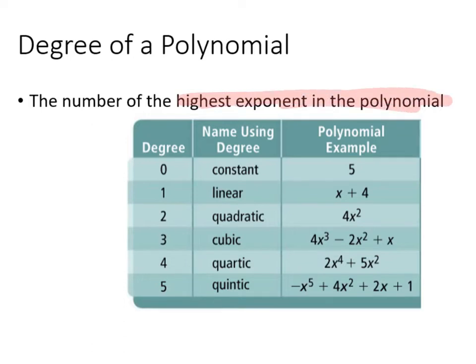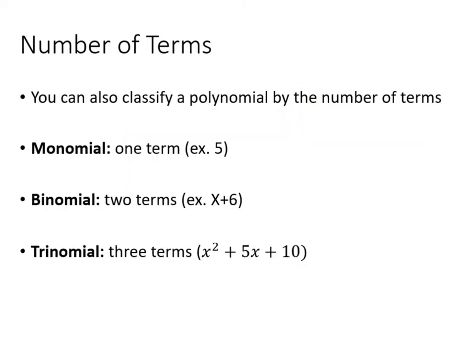Now, if we have a degree of 0, that means it's just a constant. Degree of 1 means the highest exponent is 1. 2 is x squared, so that's quadratic. 3 is cubic, which is x cubed. 4 is quartic, which is x to the fourth. And 5 is quintic, which is x to the fifth. You can also classify a polynomial by the number of terms. A monomial means it has one term. A binomial has two terms. And a trinomial has three terms.